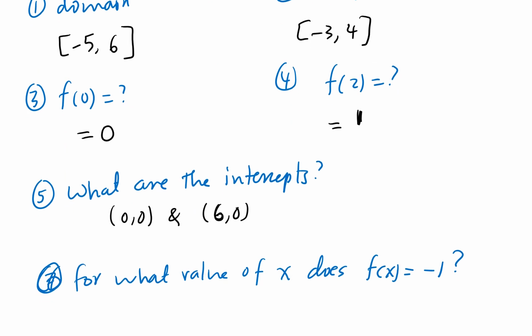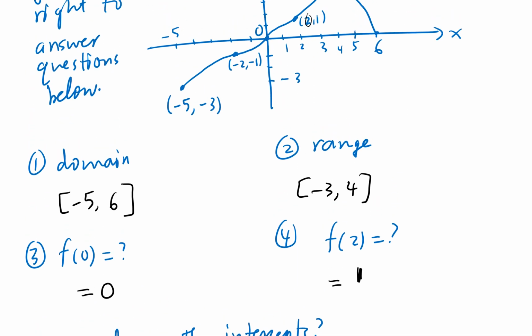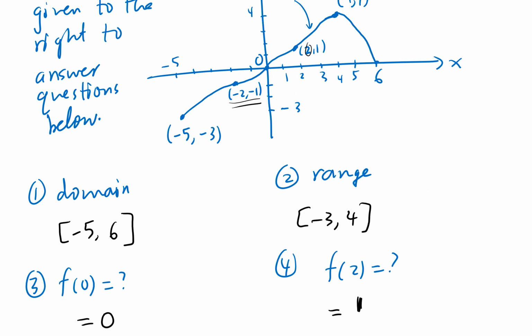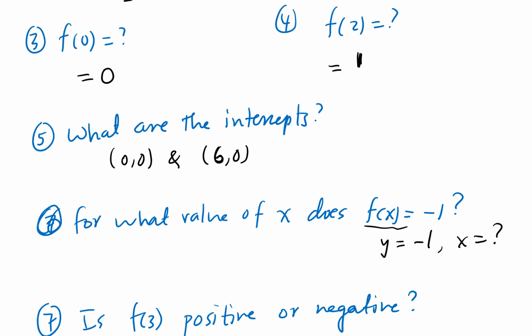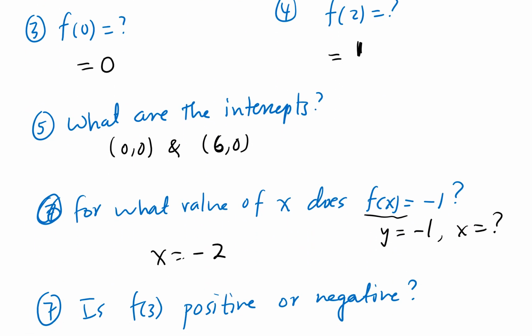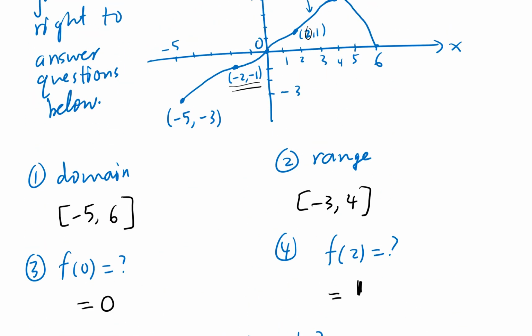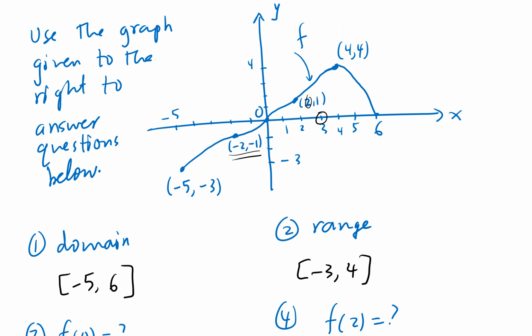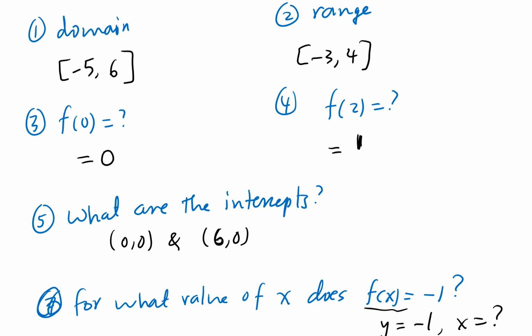For what value of x does f of x equal -1? This means when y is -1, what is x? Let's look at which point has y equal to -1. See this point here, y is -1. So x is -2. Is f of 3 positive or negative? F of 3 means when x is 3, is the y value positive or negative? Let's check it out. When x is 3, you see the y value is somewhere here, so it's positive. I don't know what that is, but we just know it's positive.